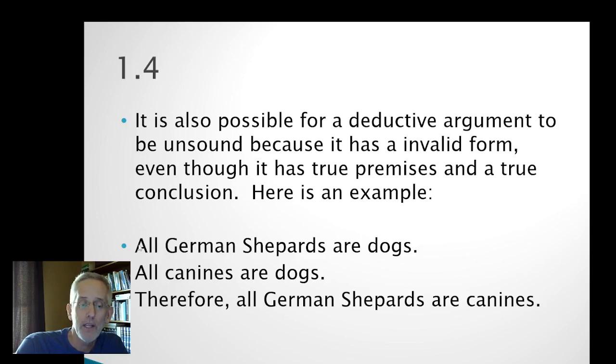So once again, what we have here is an example of a deductive argument that has an invalid form, a bad pattern, but the premises are all true. Since it has a bad pattern, it makes the entire argument unsound. I mean, the conclusion is not really supported by the premises.